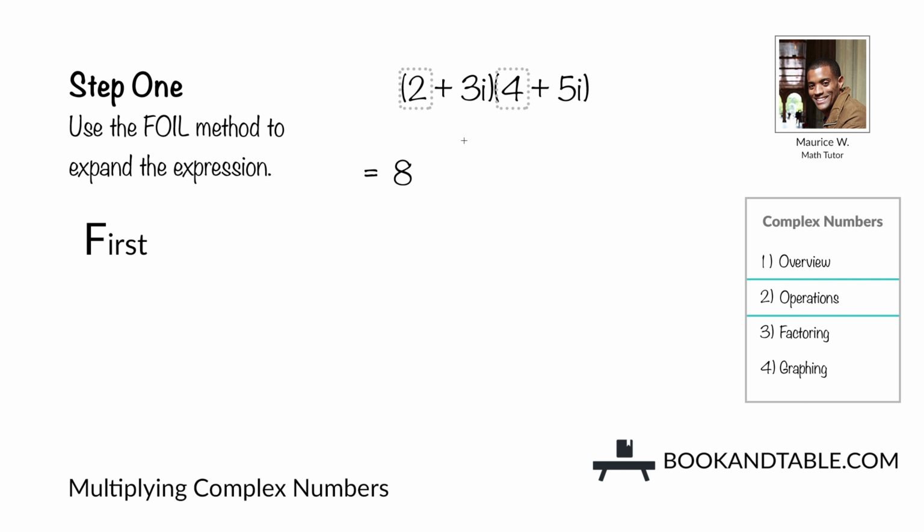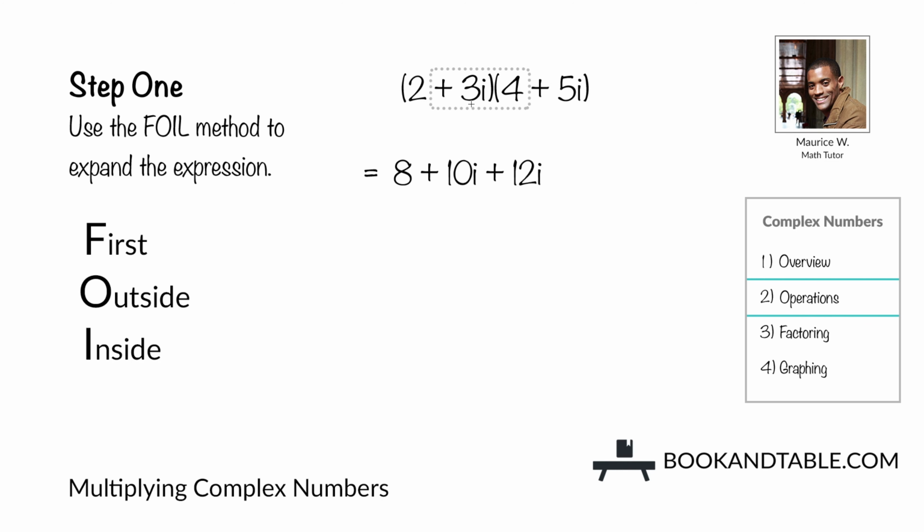So F stands for first, which means we're multiplying the first term in each complex number. 2 times 4 gives us 8. The O in FOIL stands for outside. So now we're multiplying our 2 times the second term in the second complex number, which is 5i. 2 times 5i gives us positive 10i.